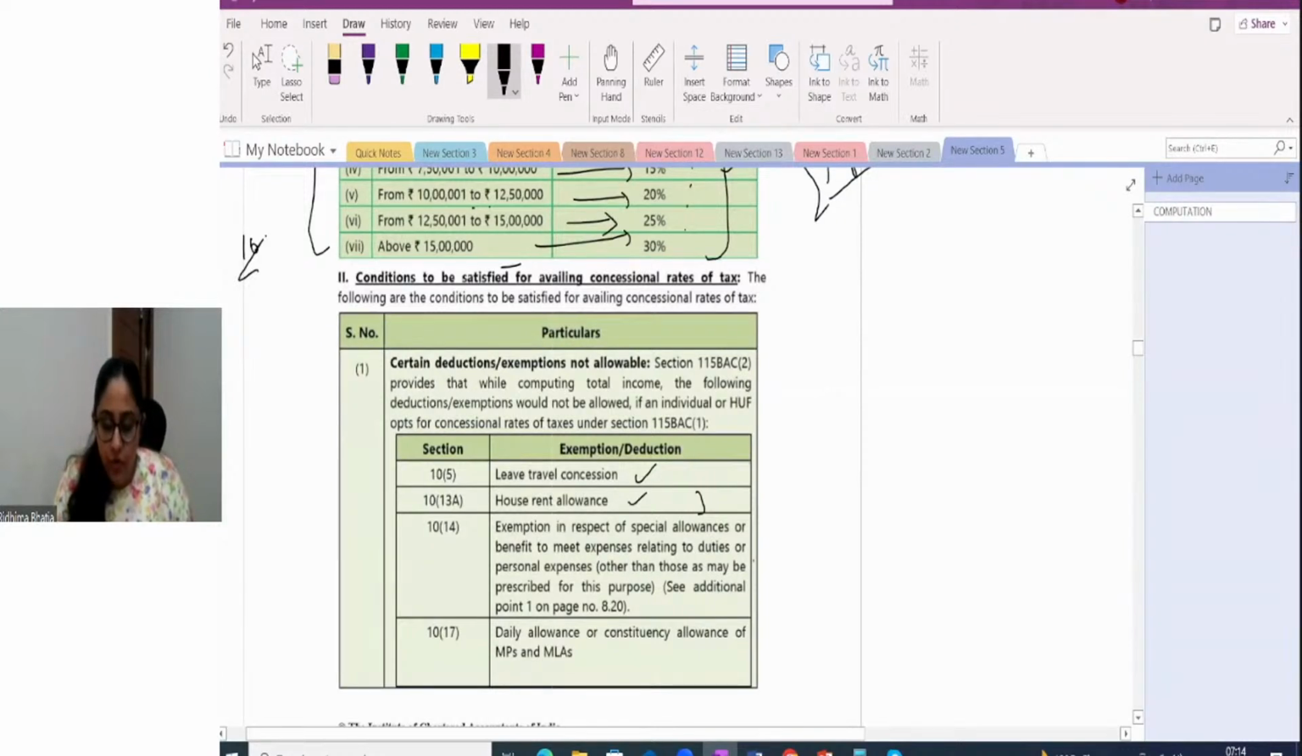Then I have to forego my exemptions under section 10 clause 14, which is certain amount of exemptions or certain office space expenditure पे जो भी exemptions मिलता था, except few. ठीक है, then I have to forego my daily allowances or constituency allowances of MPs, MLAs. अब इनका this is fully exempt, but they have to forego it.